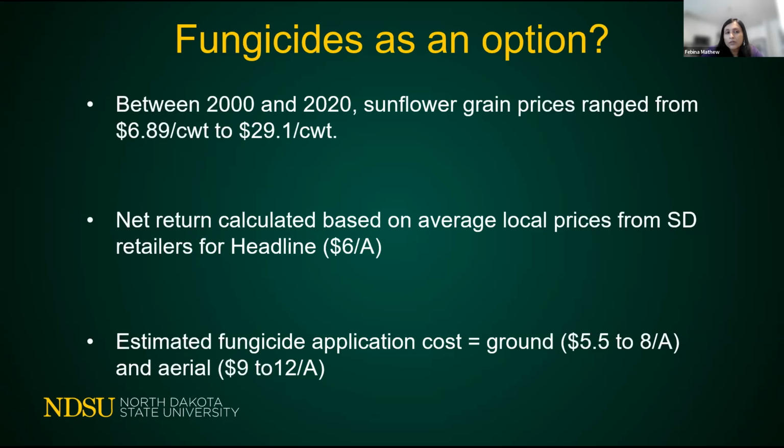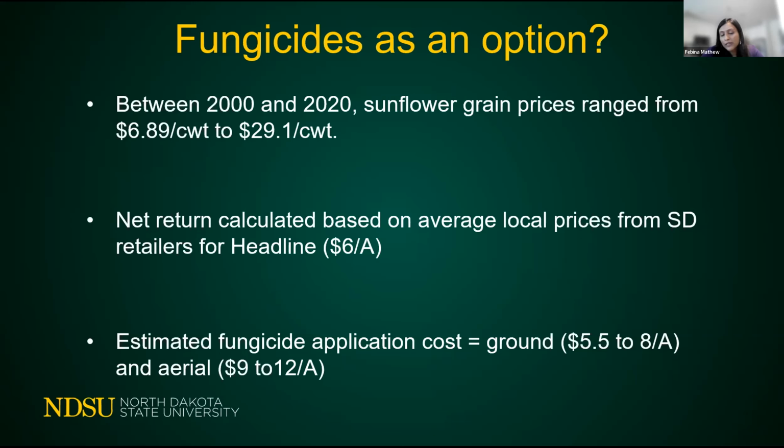So the next question was that now that we are seeing some sort of a benefit from using fungicides, are we also seeing any economic benefit in using this. Between 2000 and 2020, we pulled out the grain prices for sunflower from the National Sunflower Association's website. It ranged anywhere between like $7 to about $30. The net return was calculated based off the prices that we obtained from South Dakota retailers for Headline, which is about $6 an acre. And we estimated the fungicide application cost for both ground and aerial.